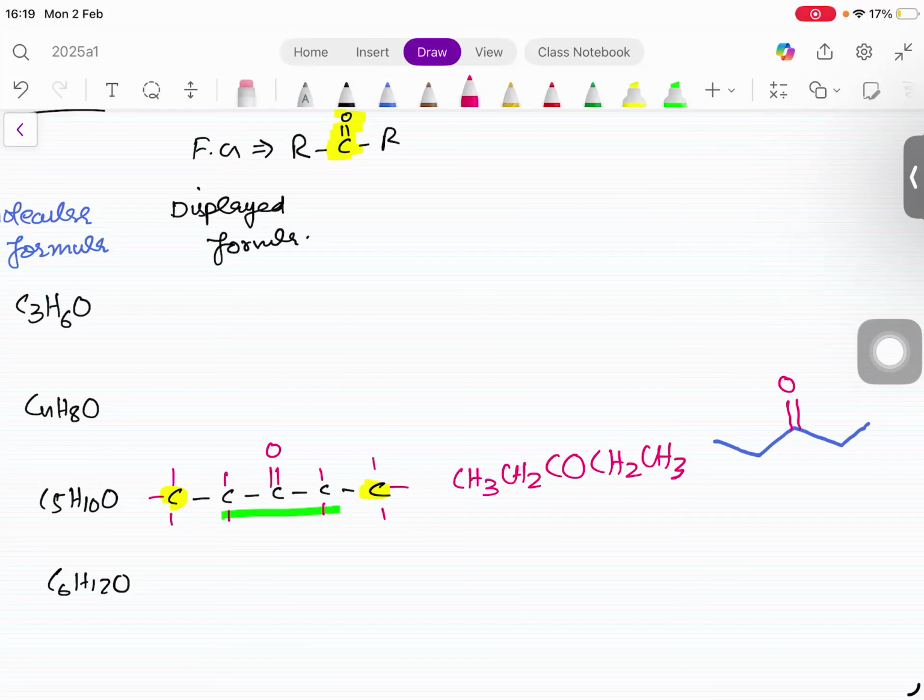Please draw the 4 and 3. Displayed and structural and skeletal formula for 4 and 3.